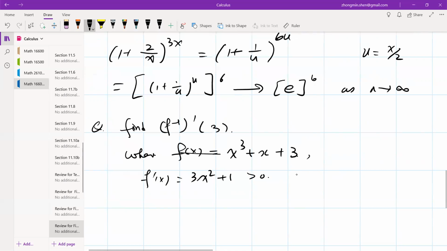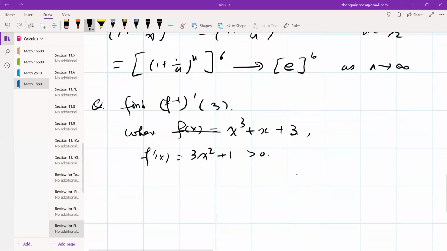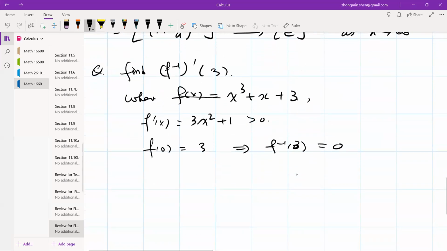If I ask you to find the derivative of the inverse function at 3, first of all, you should observe that f of 0 is going to be 3. That's a simple observation. So that implies the inverse function of 3 is going to be 0. So we did some preparation here.